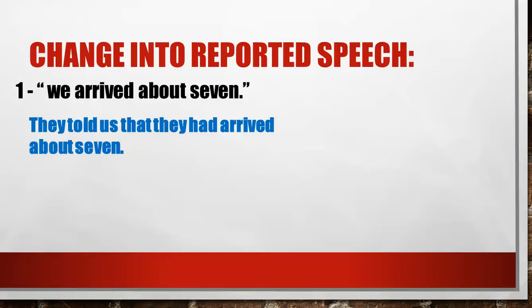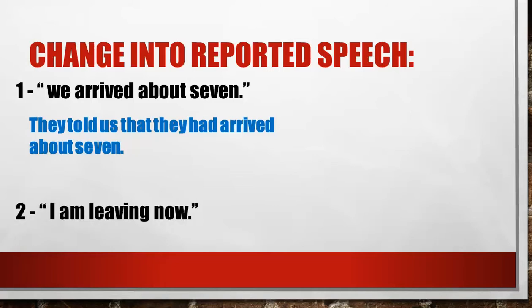That. We can use that, and it's up to you. You can use it or not. They told us that they had arrived about 7. What happened to the sentence now? We change "we" into "they," and then change the tense from past simple into past perfect. "Arrived" changes into "had arrived." So, they told us that they had arrived about 7.